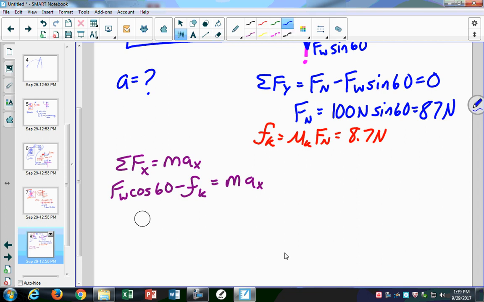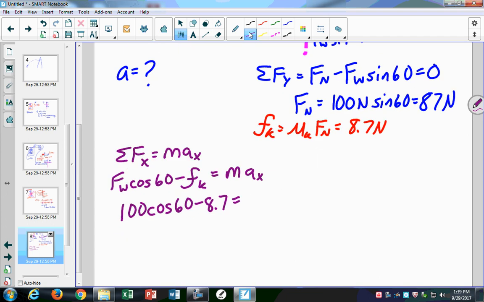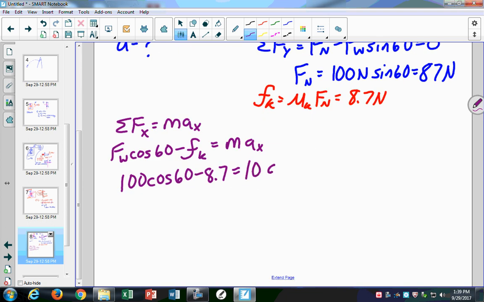minus 8.7 equals 10 kilograms times a_x. And I would solve that for a_x. So that's 54.1 meters per second squared. Is that right? I think that's right. That's right.